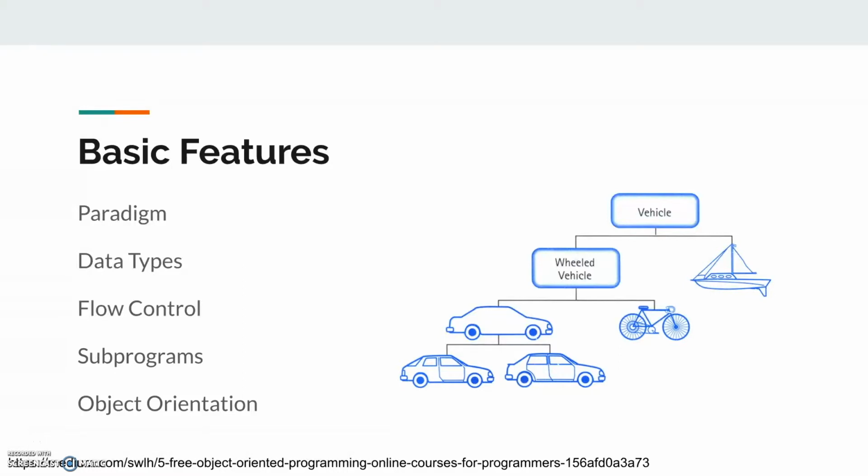A paradigm is a way that a programming language is classified. Ruby is classified as a strong multi-paradigm language. Multi-paradigm language just means that it falls under classification of multiple paradigms.